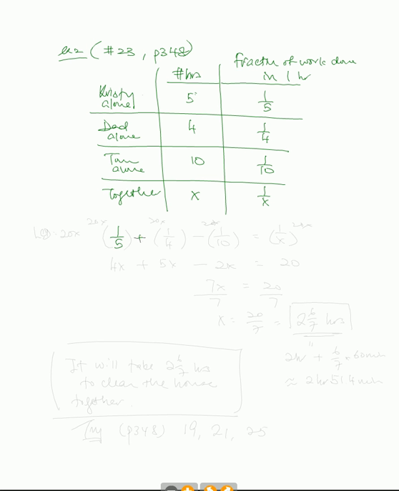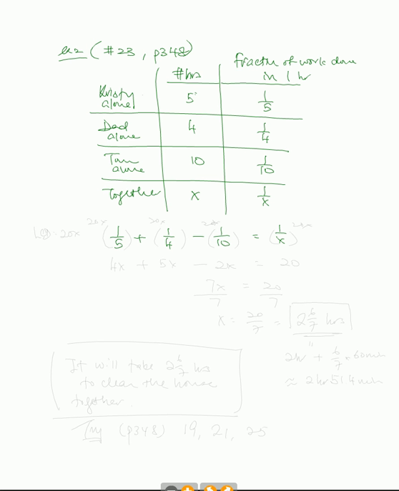The only difference is Christy is contributing to the job, so it's positive 1/5. Dad alone is contributing to the job, so it's plus 1/4. But little Tom is messing up the room, so that's why in that sense it's a minus 1/10. So what he does is he undoes the work, okay? And as a result, it's all going to be 1 over X.